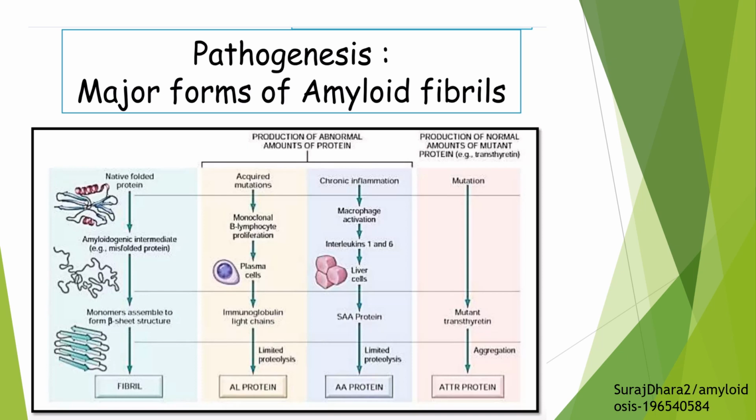Then let's say if it's a native folded protein and there are amyloidogenic intermediates which are formed, for example, misfolded proteins. So monomers assemble to form beta sheet structures, and that would also lead to fibril aggregates. The fourth way is the production of mutant protein. For example, if there's a transthyretin mutation at the TTR protein leading to the mutant transthyretin protein, which aggregates and forms the ATTR protein.